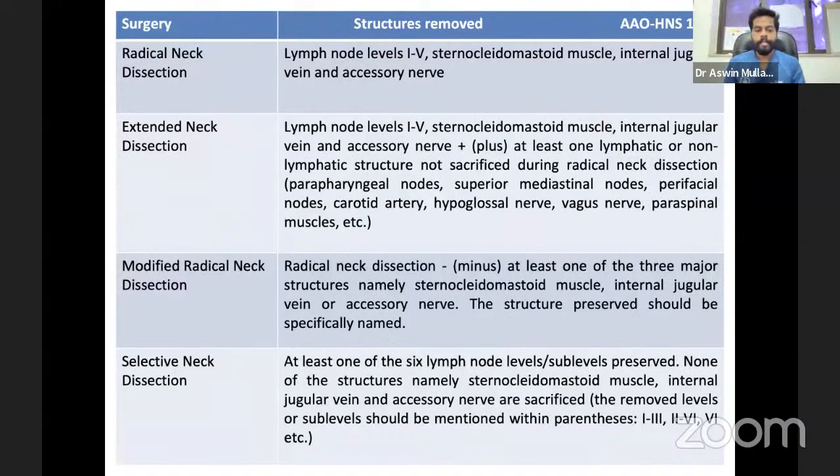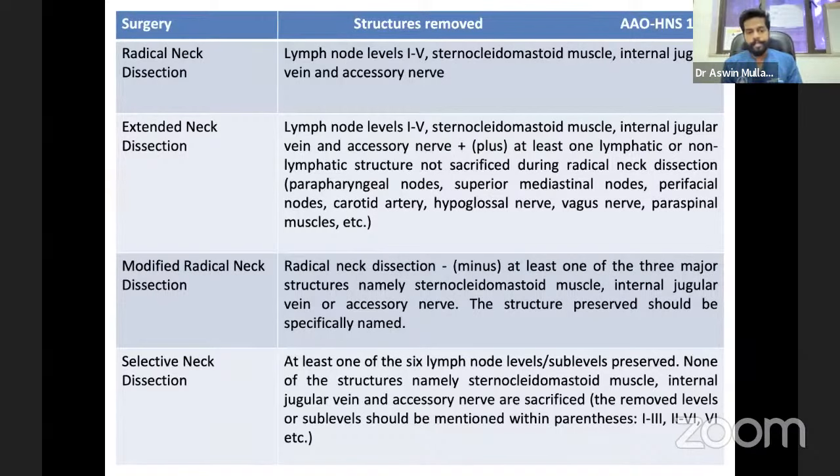Then modified radical neck dissection. In case of node positives, if you're diagnosed with nodal mets, you will be going for modified neck dissection. So for the metastatic node, you will be clearing level 1 to 5, preserving non-lymphatic structures such as sternomastoid, jugular vein, and all other structures alongside the nodes.